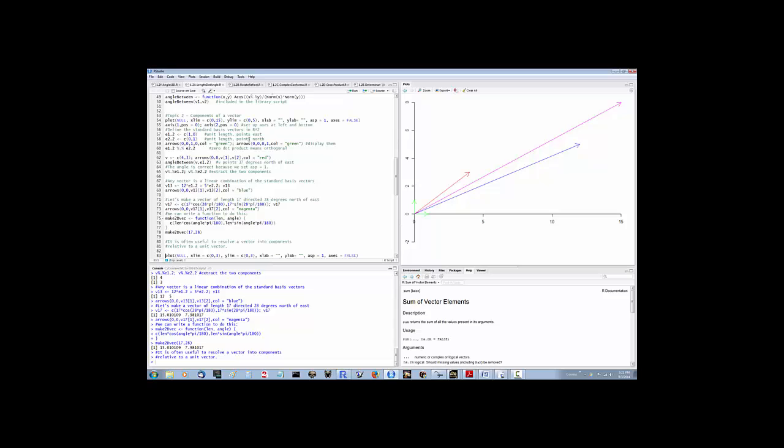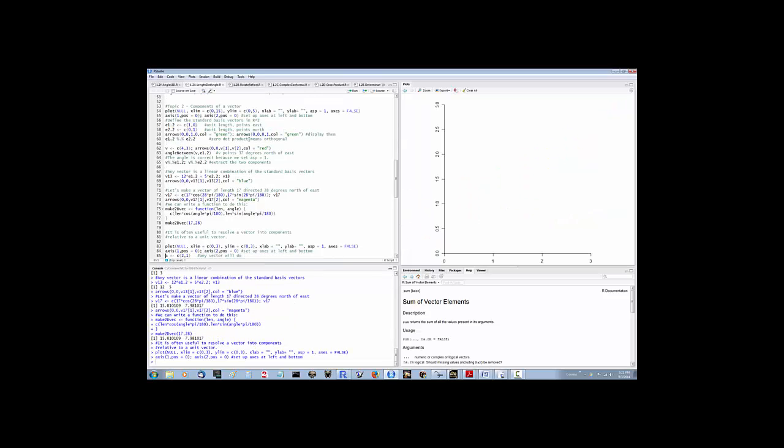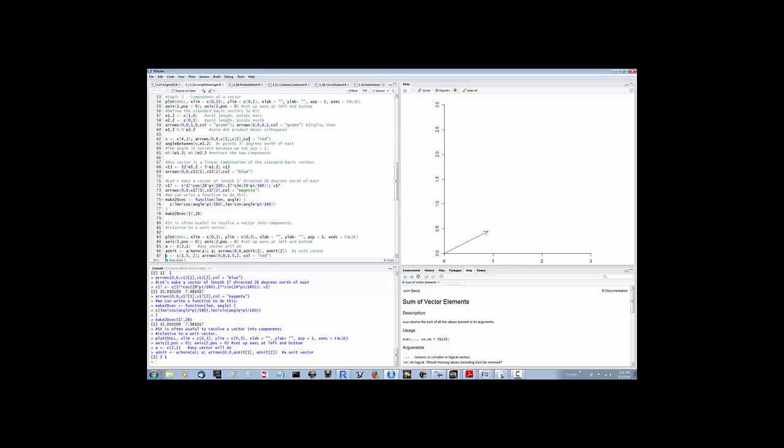Sometimes you want to resolve a vector in the plane into two components, one along the direction of a certain unit vector and another perpendicular to it. Let's clear the plot. Pick a vector A, anything will do. I picked first component of 2, second component of 1, and then I make it into a unit vector by dividing by its own length.